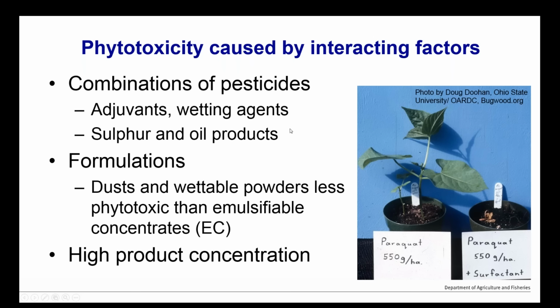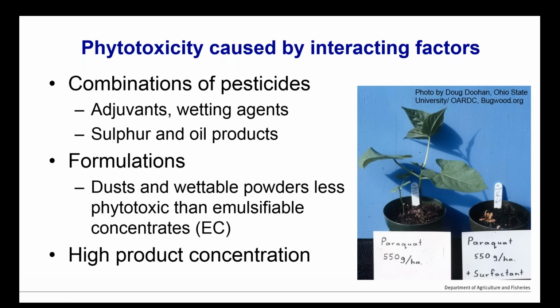Sulfur and oil products. Has anyone been unfortunate to apply sulfur and oil within about 3 weeks of each other, or with heat? Raise your hand if you have. Those sorts of things are a high risk in terms of producing a phytotoxic reaction.